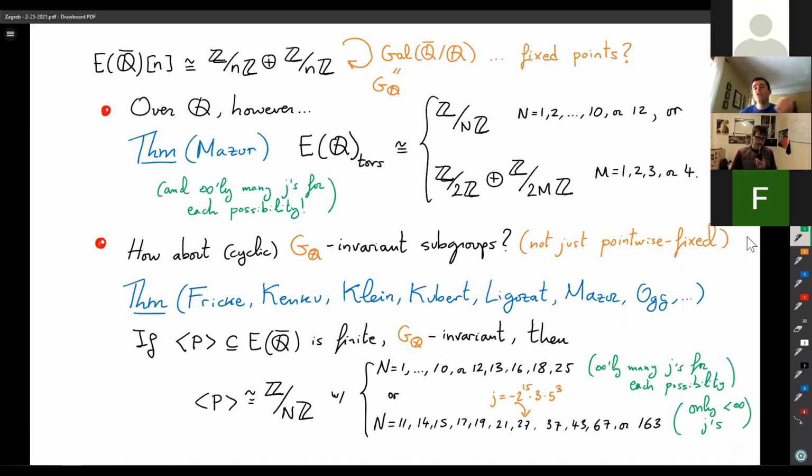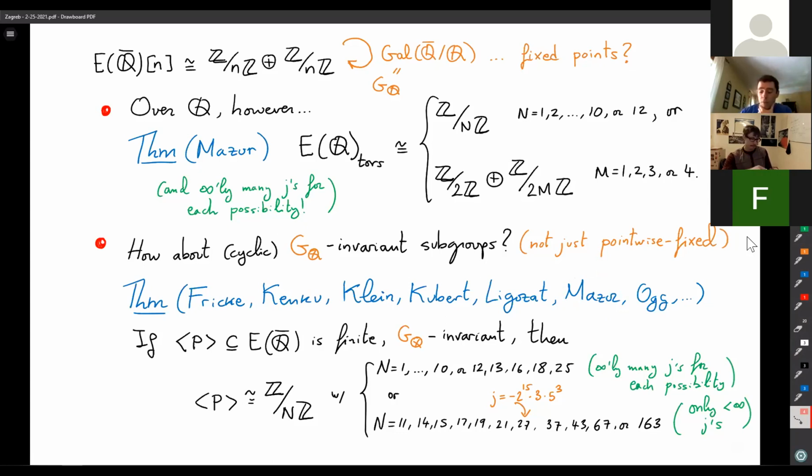That has a long history, and a lot of people contributed to the full classification of this. Mazur was the one that really completed that classification, or not completed actually. The more difficult step of the classification was proved by Mazur, which was what prime orders can occur, and he proved that after 163 there are no more cyclic groups that are Galois invariant.